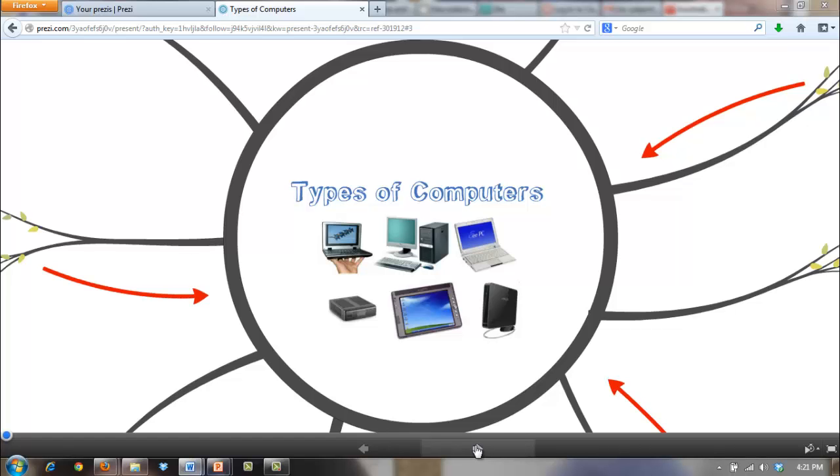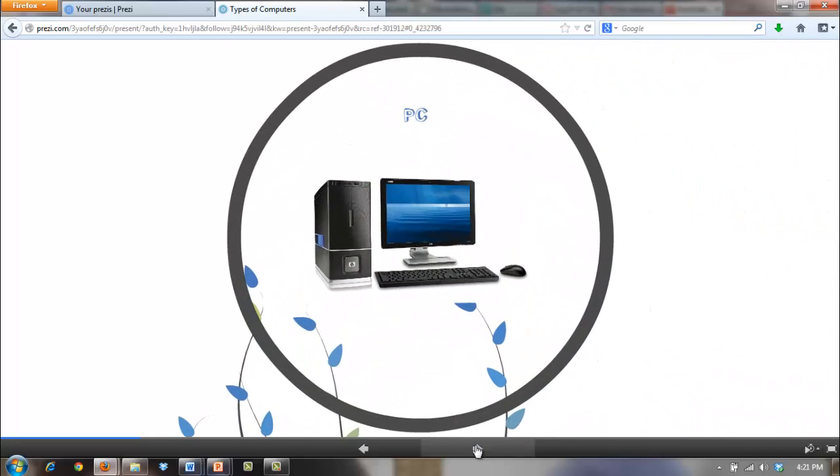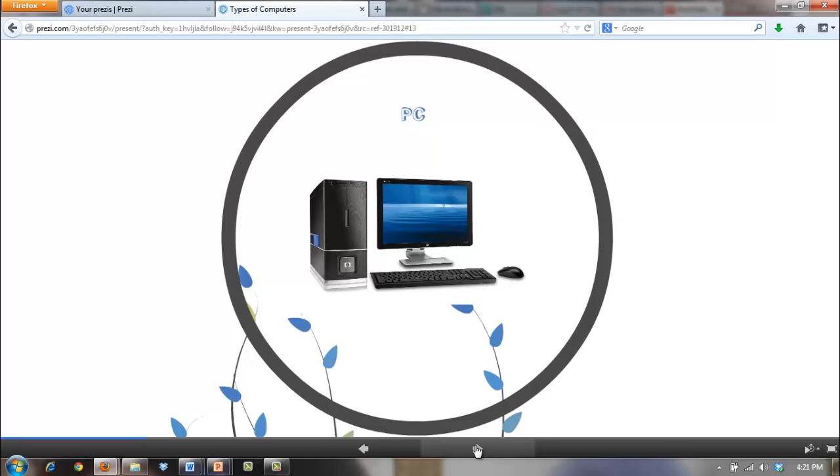This video is about the types of computers. A personal computer, or PC, is a computer designed for use by a single person. While a Mac is a PC, most people relate the term with systems that run the Windows operating system.